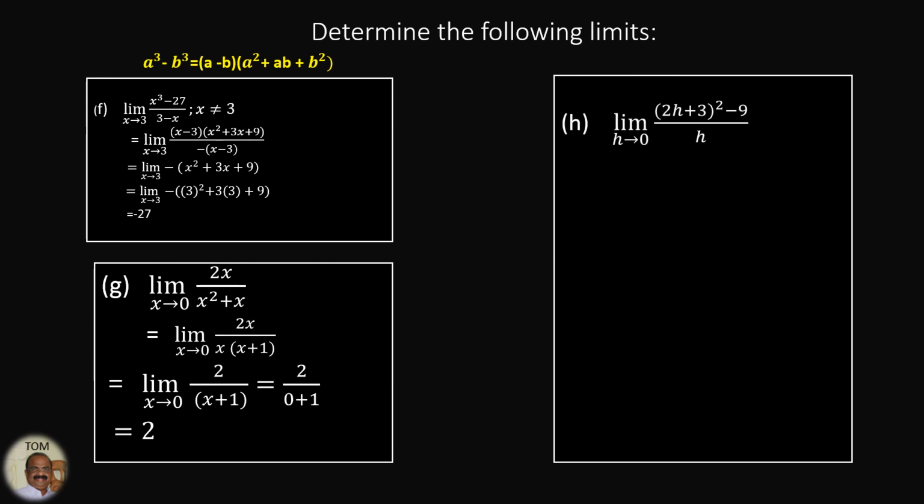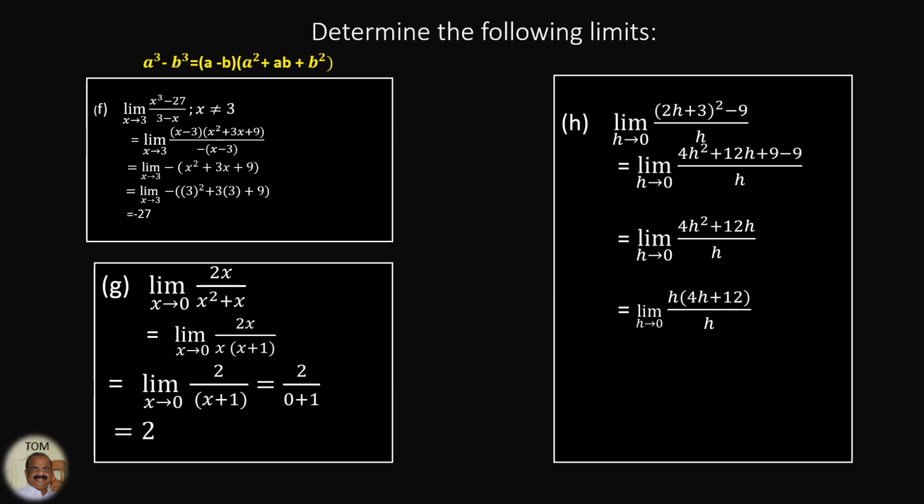Look at this one. ((2h plus 3) whole squared minus 9) over h, and h approaches 0. No way to substitute directly. So we expand the bracket. We simplify and factorize. Again, h is common in the numerator. We take h outside the bracket. The factors are h times (4h plus 12). Now h and h will be cancelled. So we get 4h plus 12, substituting 0 for h, and we get 12.